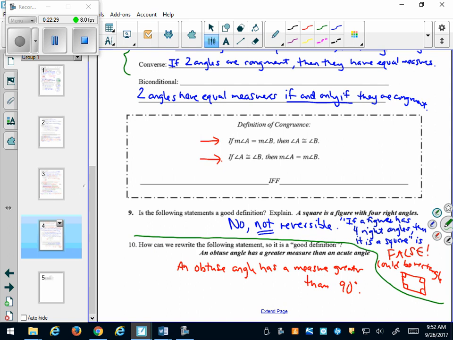If we make these if-then statements, if it is a square, then it's a figure with 4 right angles. That's true, but if we reverse it, if it is a figure with 4 right angles, then it is a square, that's false. You can have a figure with 4 right angles that is not a square, like a rectangle. So that makes it false if it's not reversible. Makes it not a good definition if it's not reversible. Okay, and then for an obtuse angle, we want to say it's greater than 90 degrees, not that it's greater than an acute angle. All right, thank you.